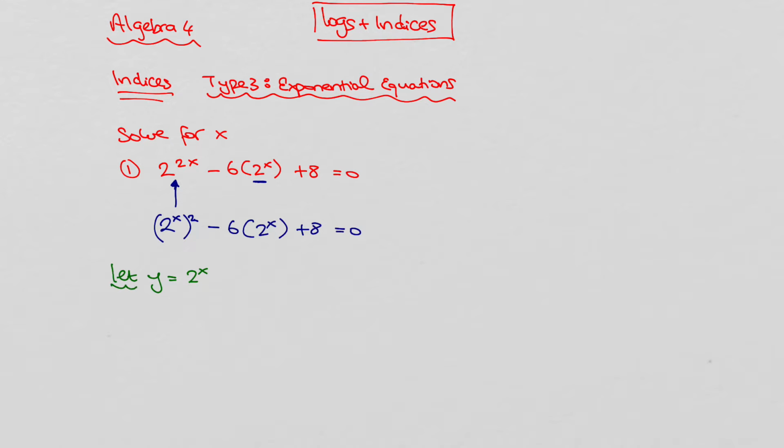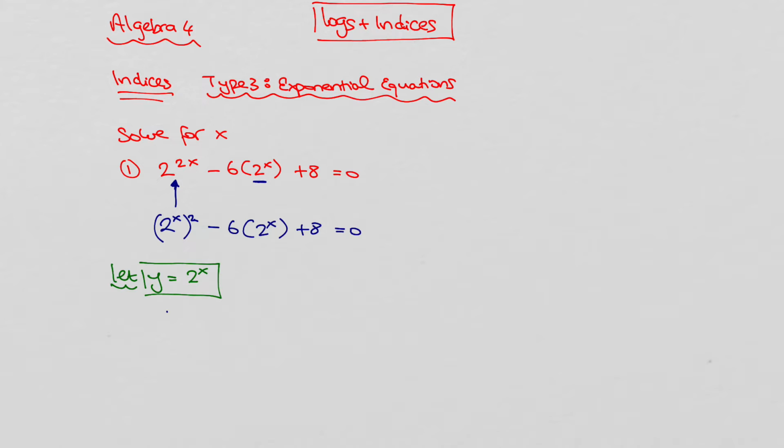Now I can take any letter, but I'm going to take y so that it is a different letter to the one that I'm trying to find. I could use A, I could use B, I could use anything, but do not use the same letter. In other words, don't let 2 to the power of x equal x, because that will only make it very, very confusing for you. Choose a different letter. So wherever there's a 2 to the x, I'm now going to write y.